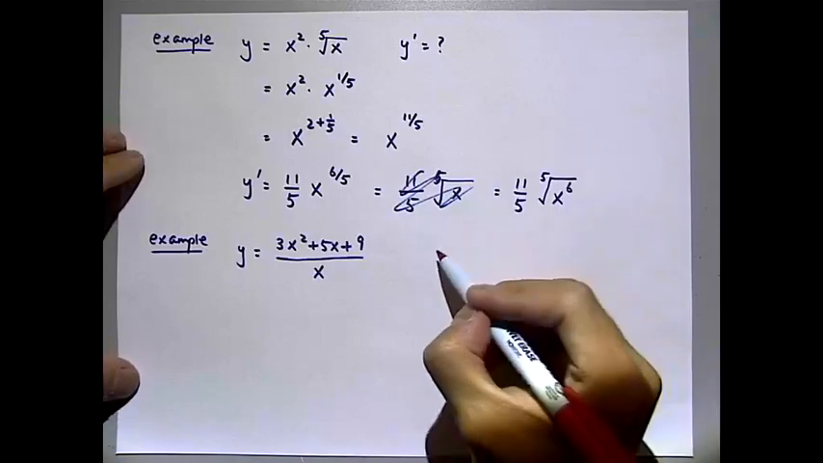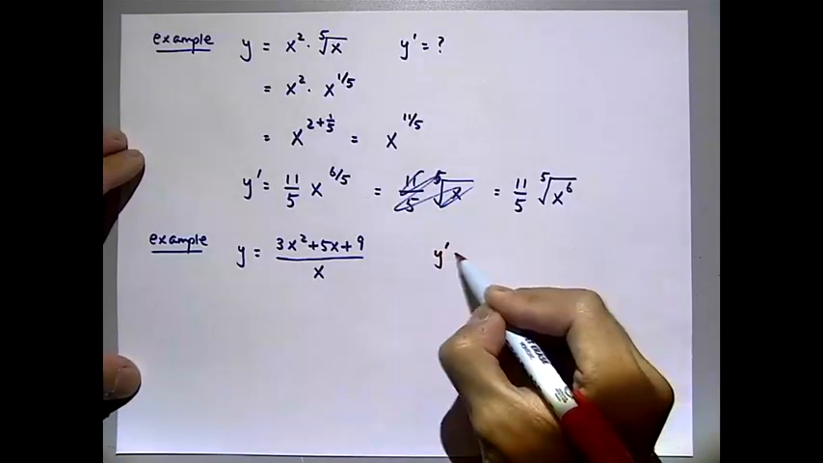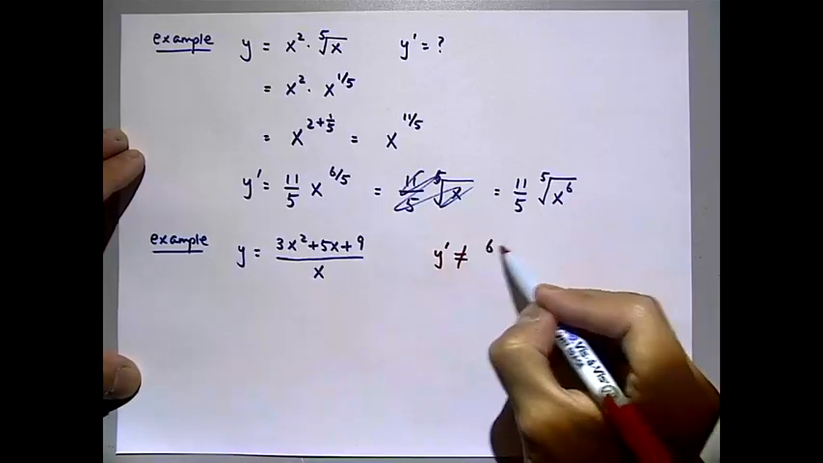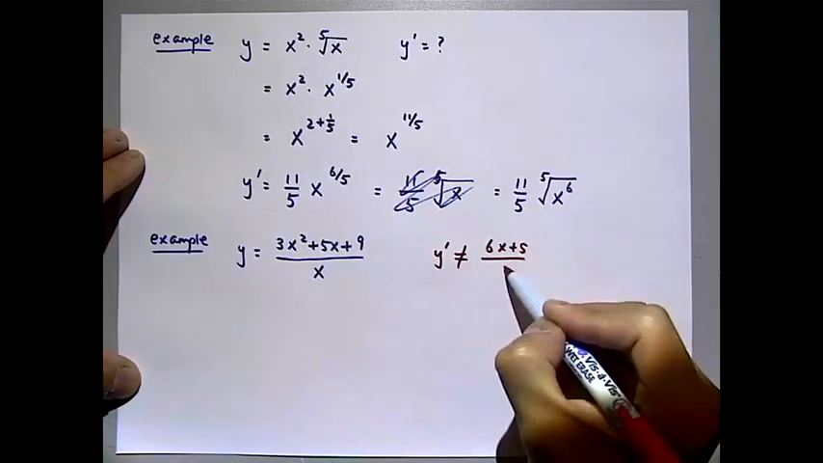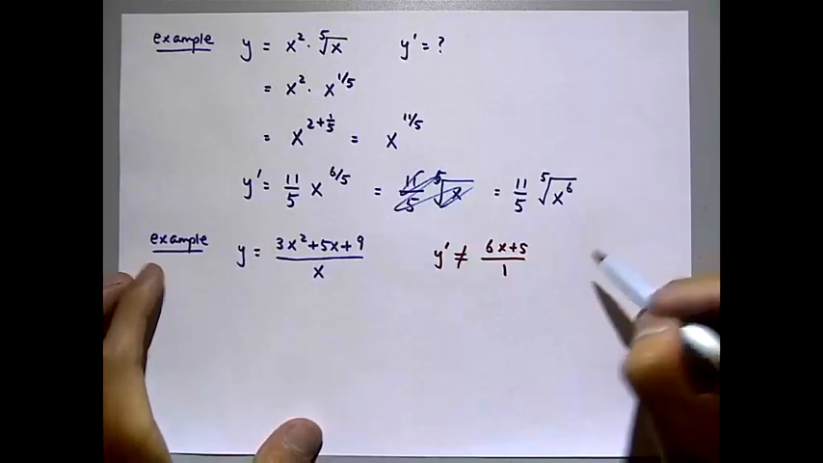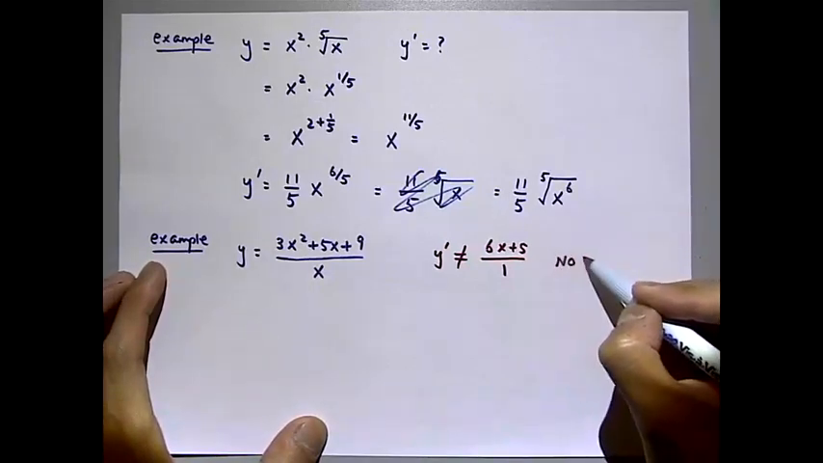And by the way, remember, in general, we cannot say that the derivative of that is the individual derivatives over one another. That's not true. You can't take the derivative individually and then put them over a fraction. So that's not allowed. No.